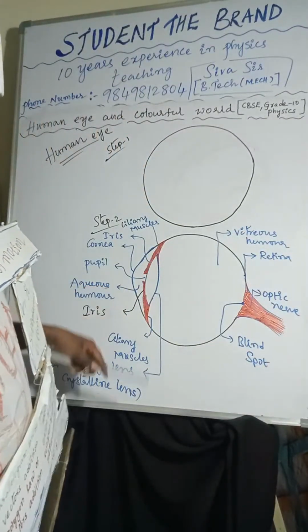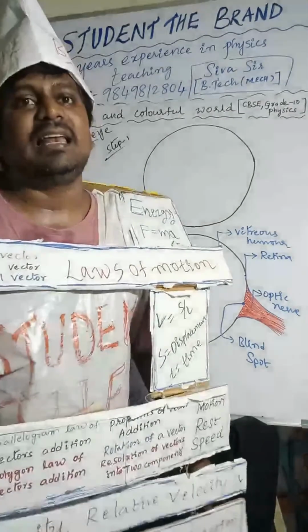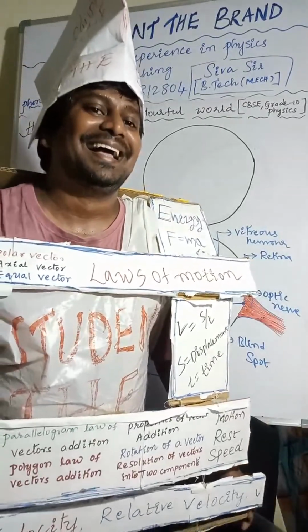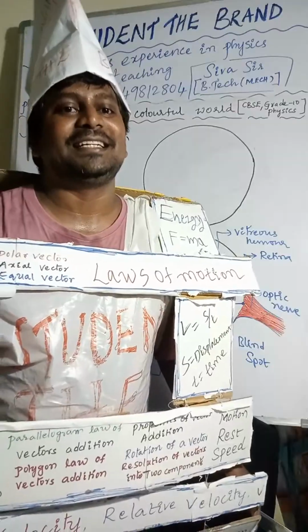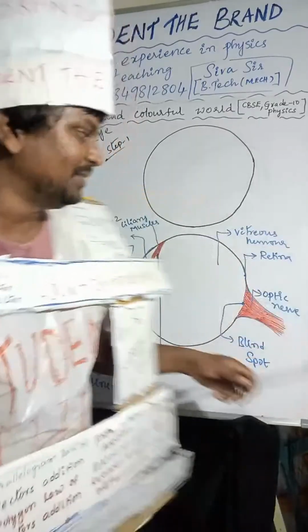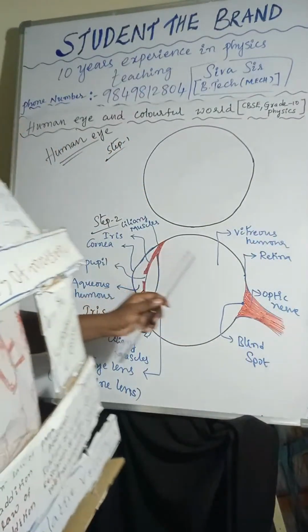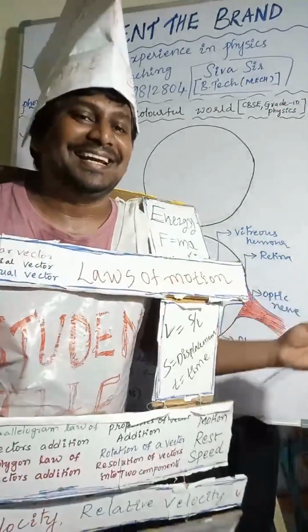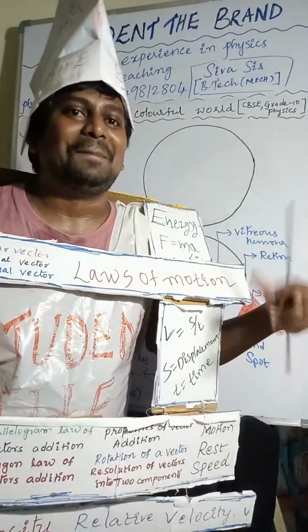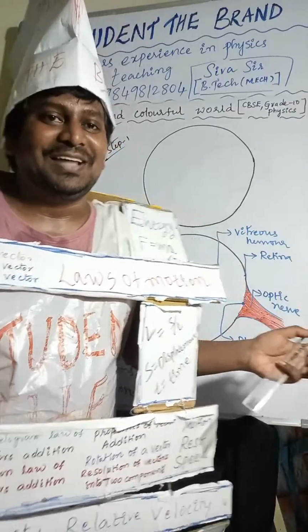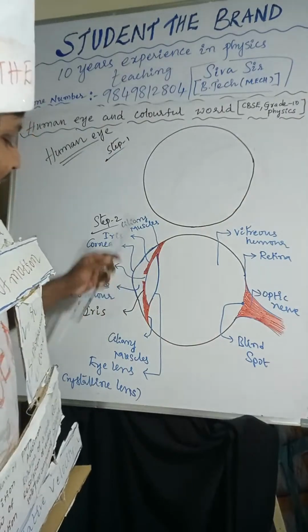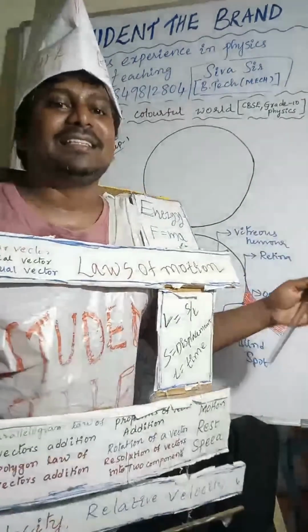Next one is the eye lens. The eye lens is a crystalline lens. The eye lens is a converging lens. Pronunciation is different: pupil, P-U-P-I-L. I wrote the spelling here. The pupil will control the amount of light entering into the eye. Next, we can say the lens. The eye lens is a converging lens.